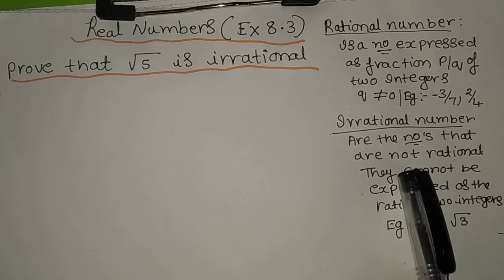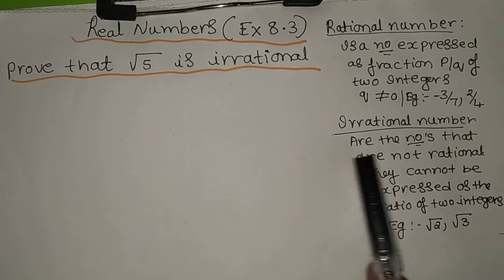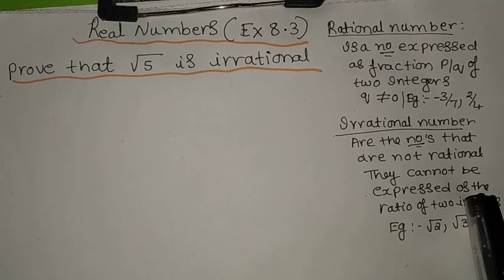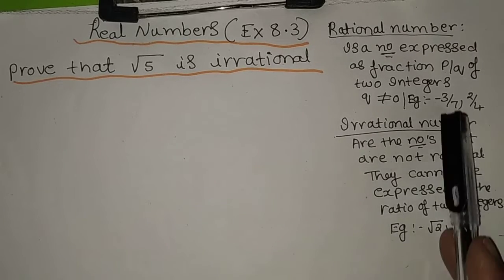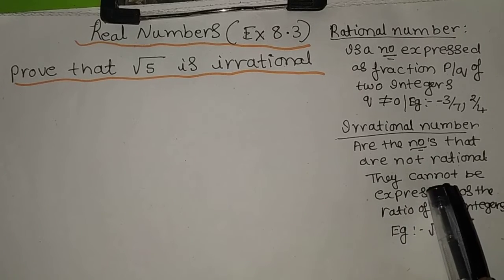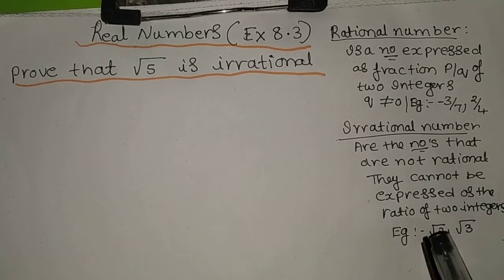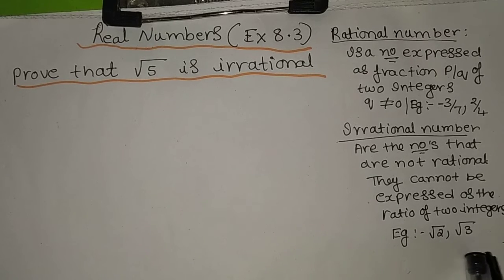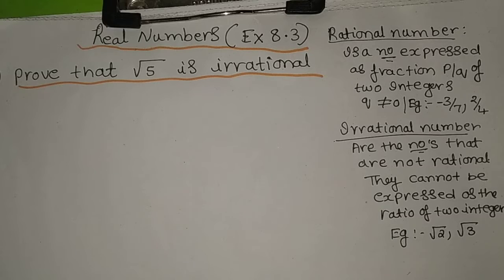Irrational number. So this is the rational number. Irrational numbers are numbers that are not rational. They cannot be expressed in the form of the ratio of two integers. Examples are root 2, root 3. So we'll start the exercise problems.